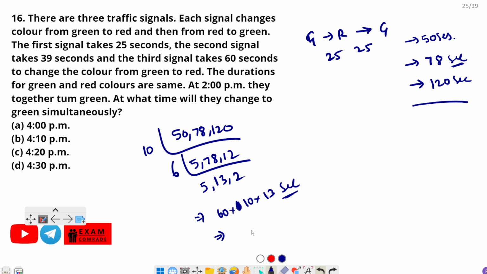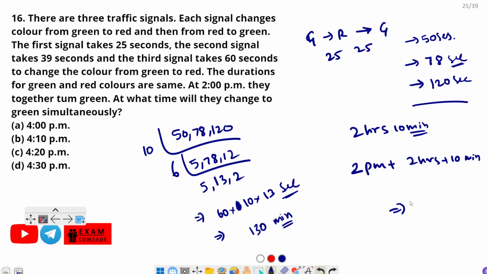So if we convert it to minutes, it will be 130 minutes. Okay, they simultaneously become green after 130 minutes. That is 2 hours 10 minutes. 2 p.m. plus 2 hours plus 10 minutes, that is 4:10 p.m.